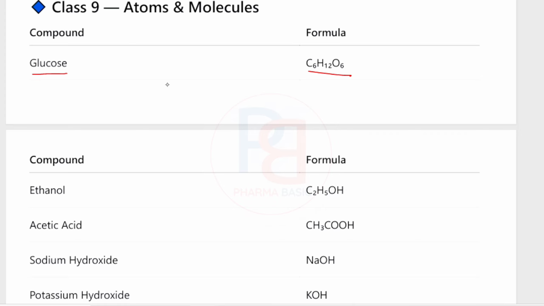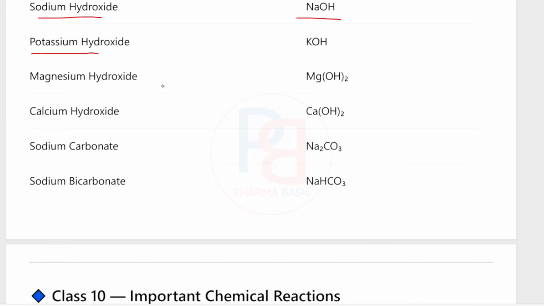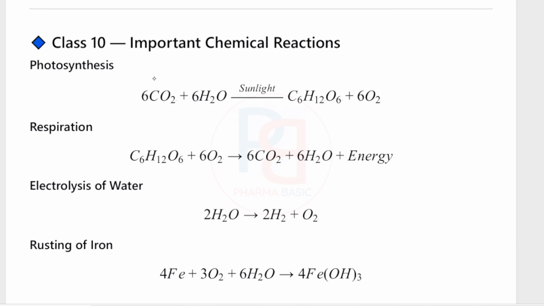C6H12O6, ethanol C2H5OH, acetic acid CH3COOH, sodium hydroxide NaOH, potassium hydroxide KOH, magnesium hydroxide Mg(OH)2, calcium hydroxide Ca(OH)2, sodium carbonate Na2CO3, sodium bicarbonate NaHCO3. Here are a few chemical reactions.